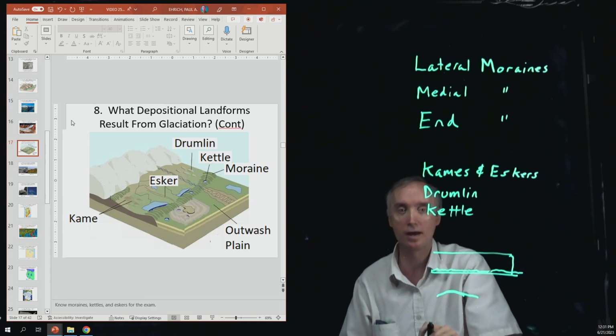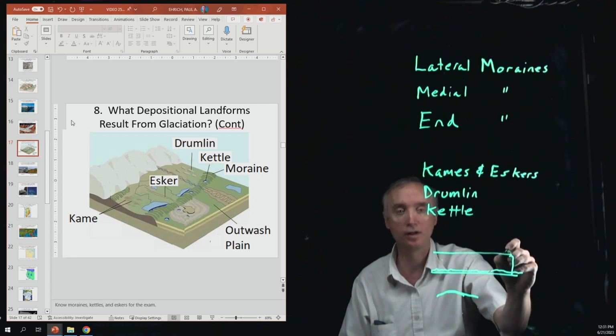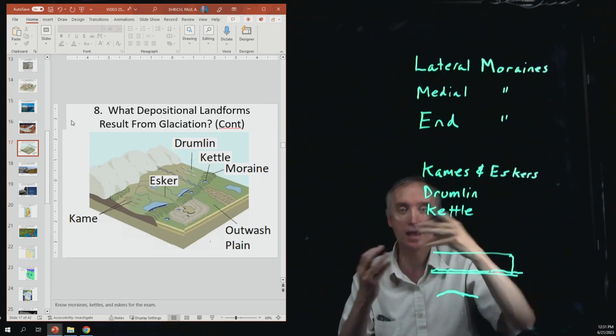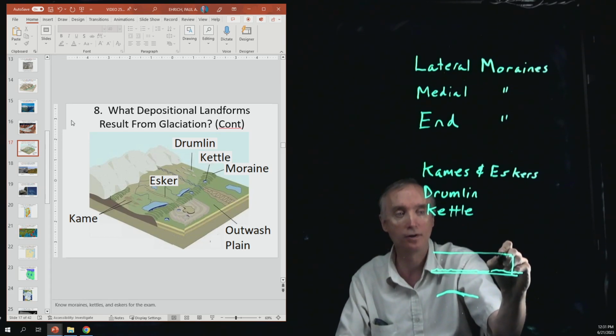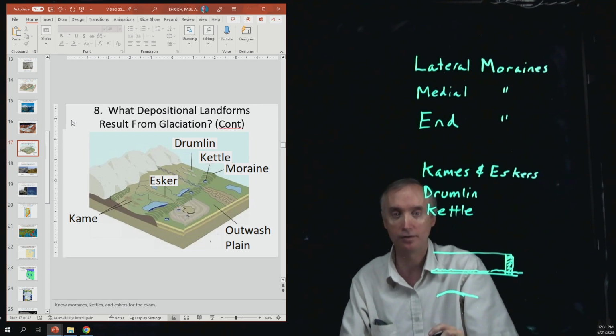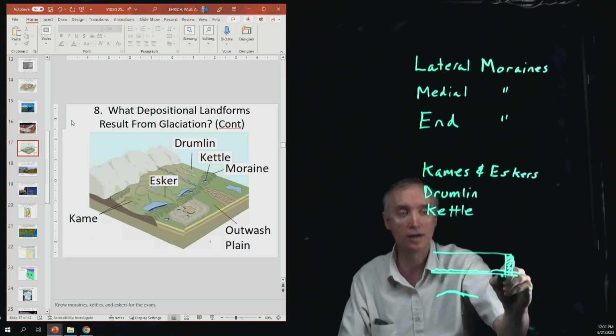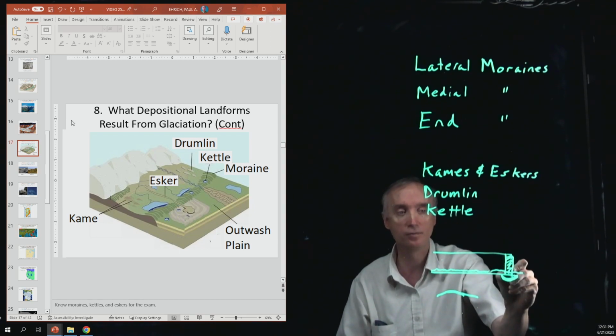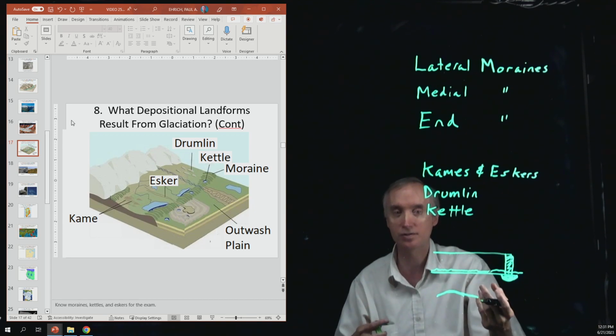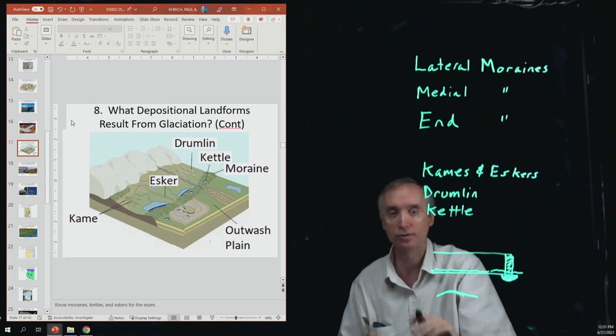Now sometimes the glacier is going to calve off, meaning that as it starts to melt backwards, part of this glacier is just going to break off and is going to be left behind. Well, as it melts, it's going to form a depression in the ground, and that's going to be called a kettle. And then those kettles can fill with water, and then you can have ponds and lakes left over as the glacier melts back.